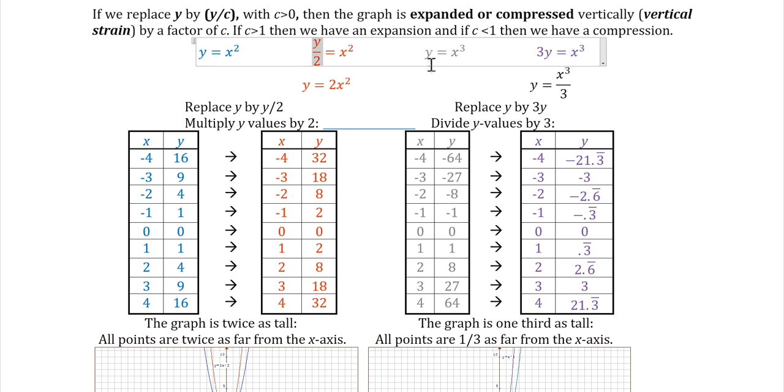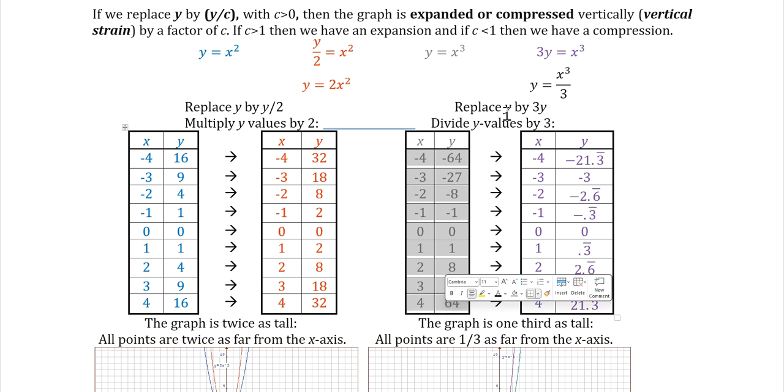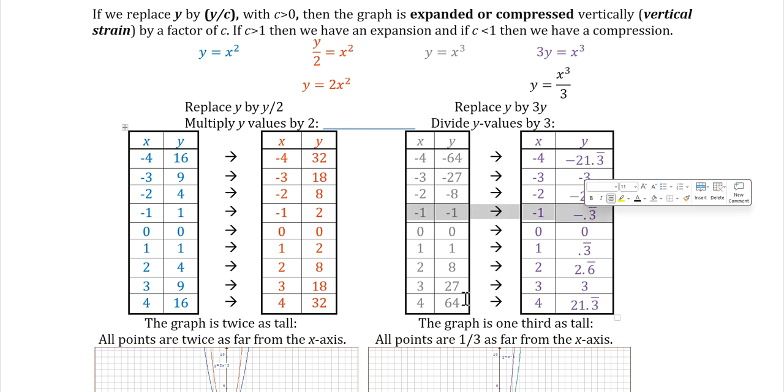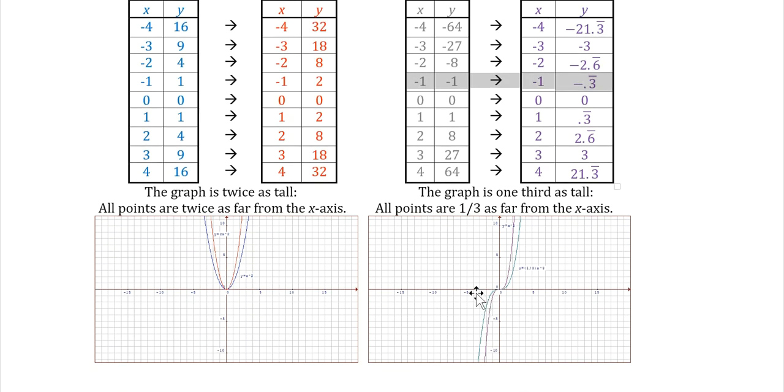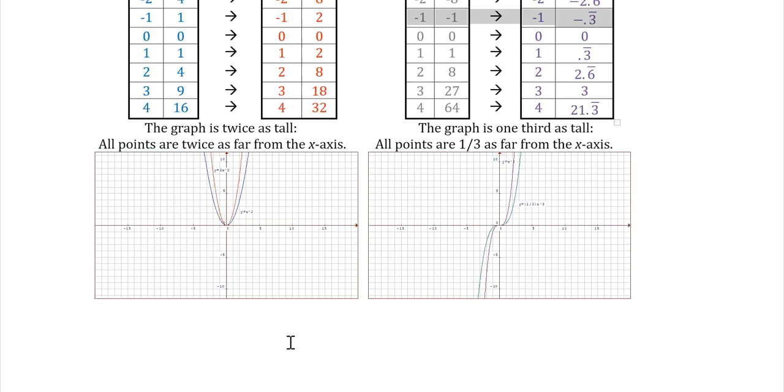Over here we have another example, y equals x cubed. Once again, we have a basic table of that. Replace y by 3y, which you can see we did there. So what are we really doing? We're leaving the x's alone, and we're dividing the y's by 3. I've done them in decimals, repeating decimal form here. So the graph then turns out to be 1/3 as tall. All points are 1/3 as far from the x-axis. So this one got squished, compressed vertically, whereas this one over here is stretched vertically.